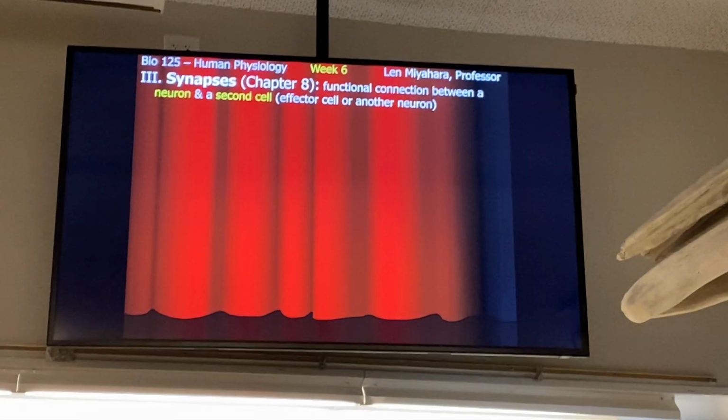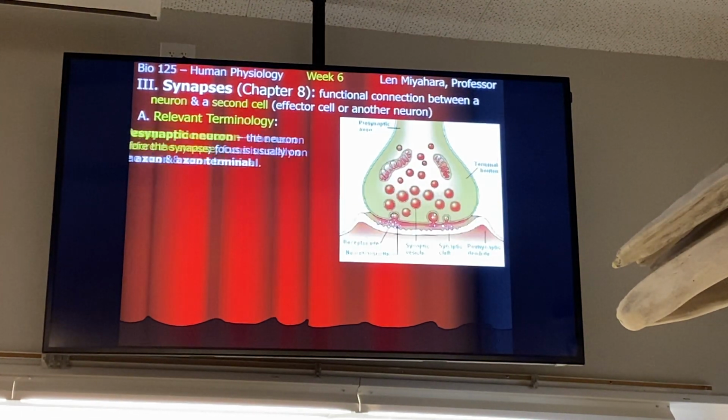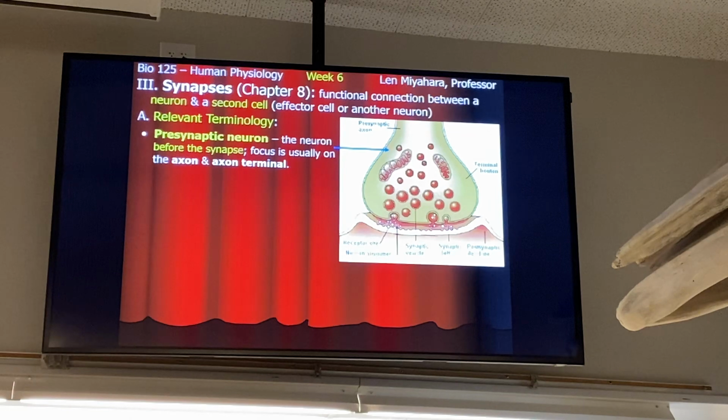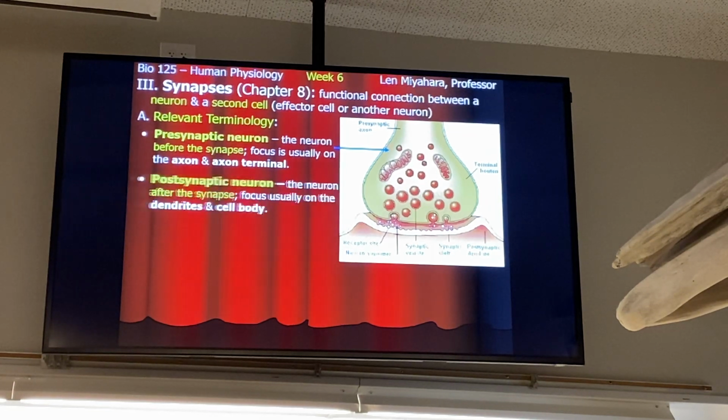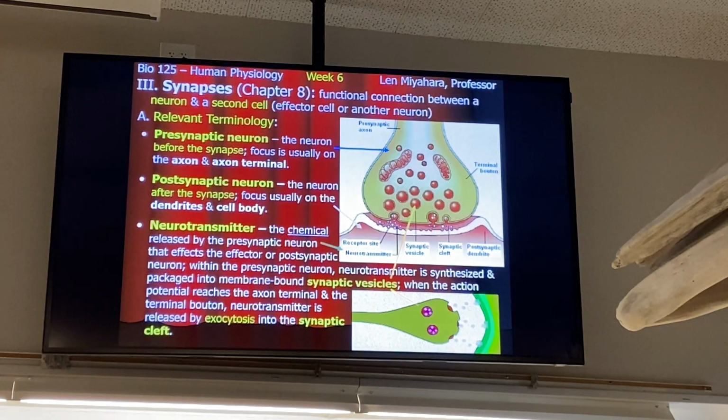That second cell doesn't necessarily have to be a neuron. It can be a muscle cell or a gland. The presynaptic neuron, for this synapse, the relevant area is the axon terminal. For the postsynaptic neuron, it could either be a dendrite or a cell body. Remember, both dendrites and cell bodies are the input zones. Postsynaptic are the middle letters here. Postsynaptic, it's the effect on the red cell over there. Probably shouldn't have used red. What communicates from one cell to the next is neurotransmitters.